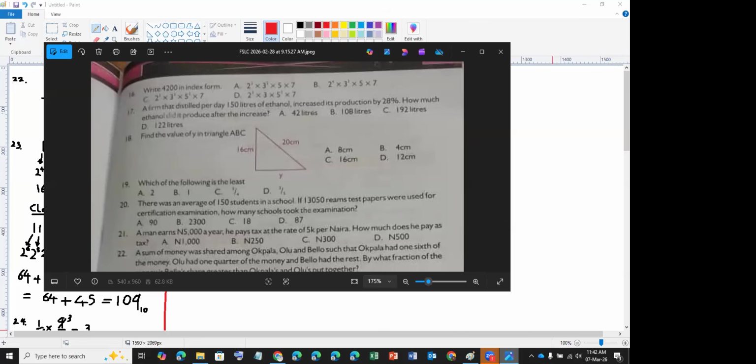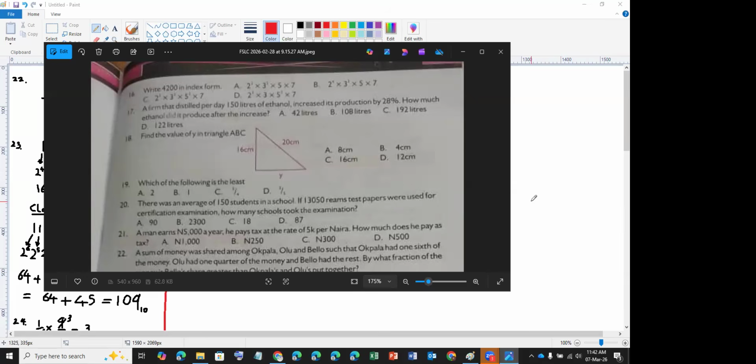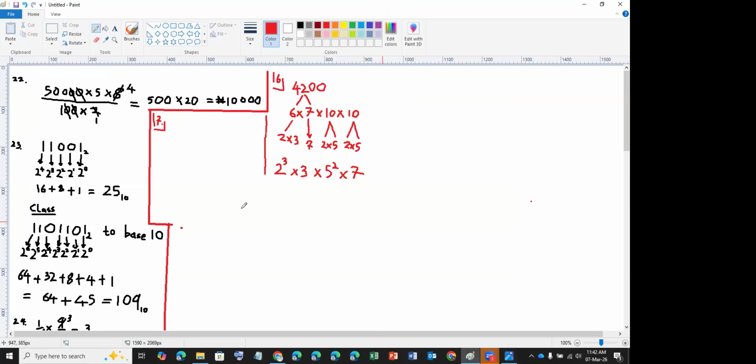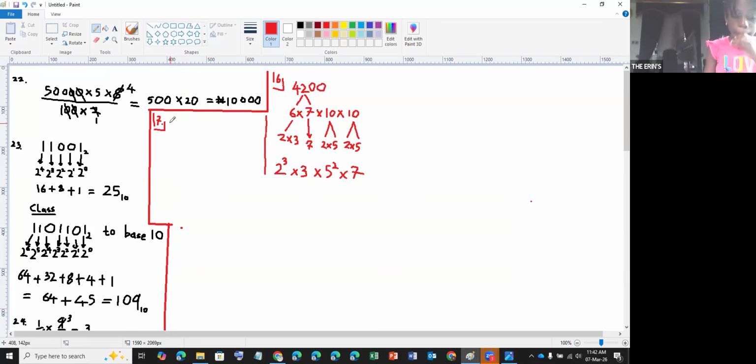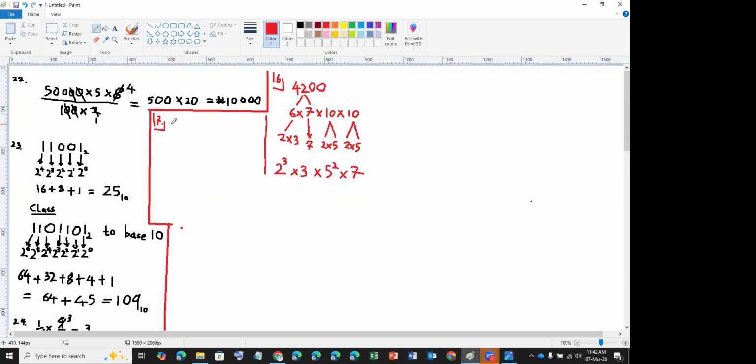So how will we calculate it? Don't go and give me the answer. How will you calculate it? Yes, I'm waiting. 150 plus 28. Seriously, for real, is that how you are going to solve it? 150 plus 28?